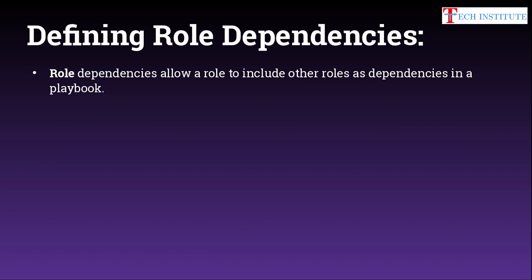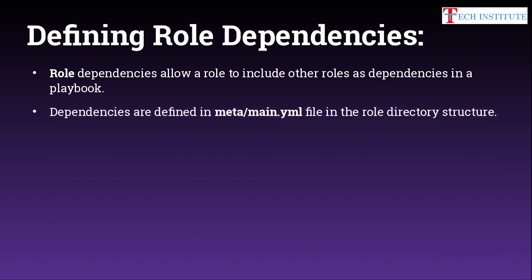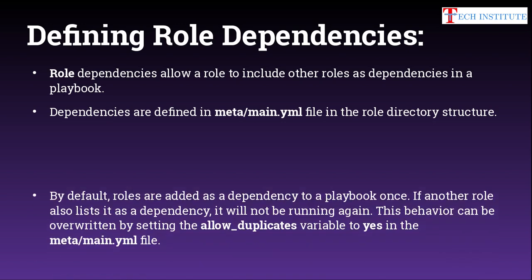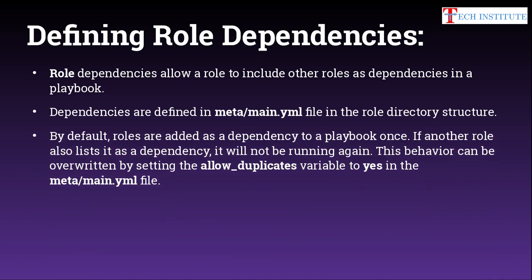Suppose you have a role called web server, and that role needs to call another role which will install the web packages. That dependency you can define in your role. Where to define it? You have to define it under the meta directory, in the file main.yml. This is the file where you need to put your dependencies.